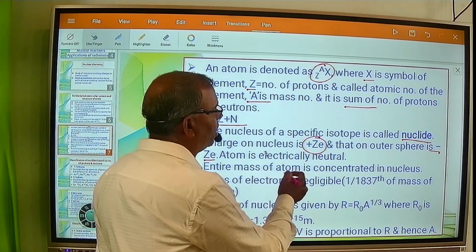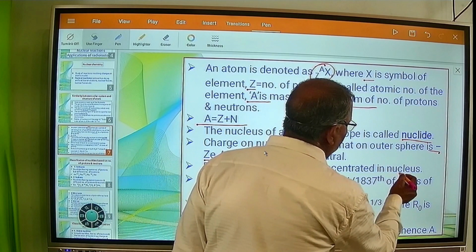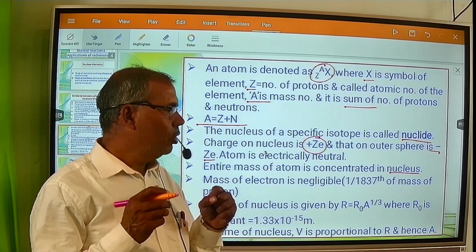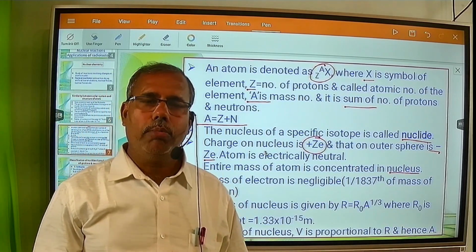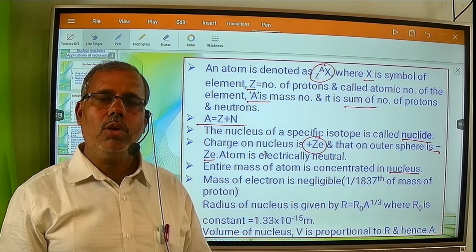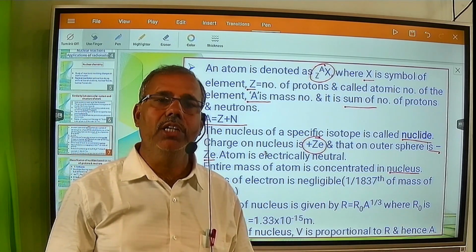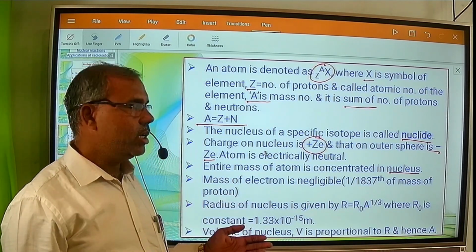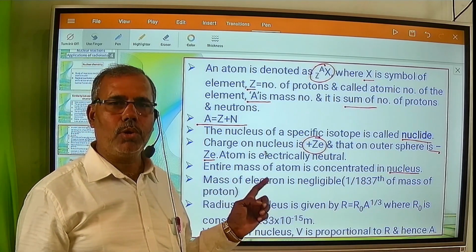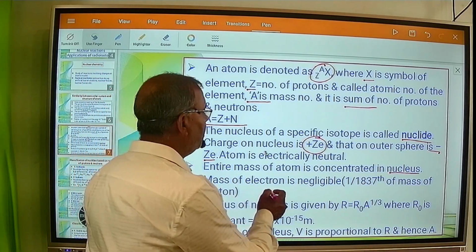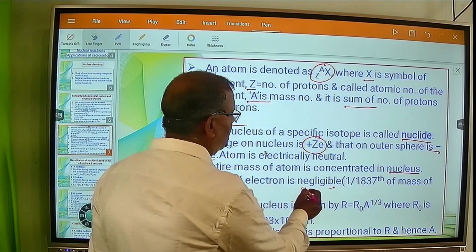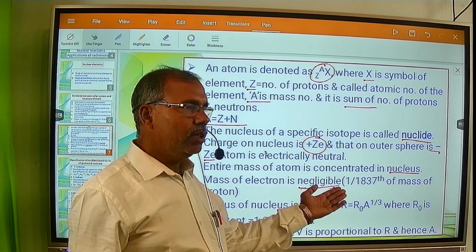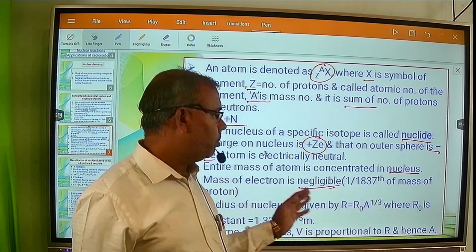The entire mass of the atom is concentrated in the nucleus. So whatever mass the atom has is concentrated in the nucleus. This is because protons have mass, neutrons have mass, and electrons have negligible mass, and therefore the total mass of the atom is concentrated in the nucleus in the form of protons and neutrons. I told you just now that the mass of an electron is negligible, and that is 1 upon 1837th of the mass of the proton.